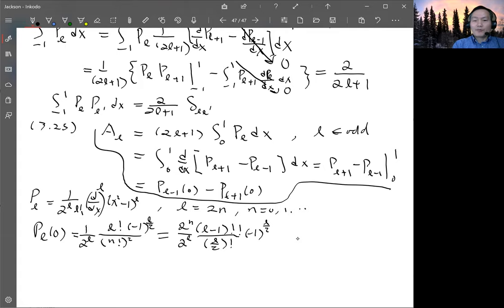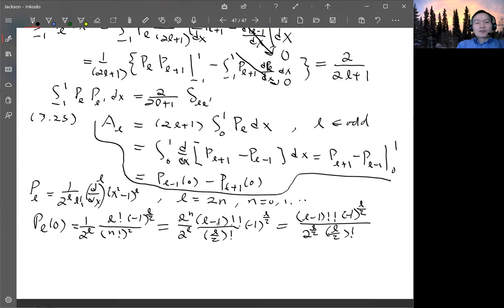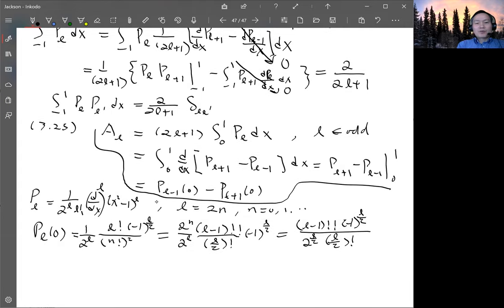I guess that would be the final form, except you can simplify one more term. This is L. The N is alpha 2, so you cancel with this factor and write (L minus 1) double factorial, minus 1 to the alpha 2, and 2 to the alpha 2 and alpha 2 factorial. Okay. And now this is P_L(0). So you can substitute this form to here and there. And now you can simplify that.